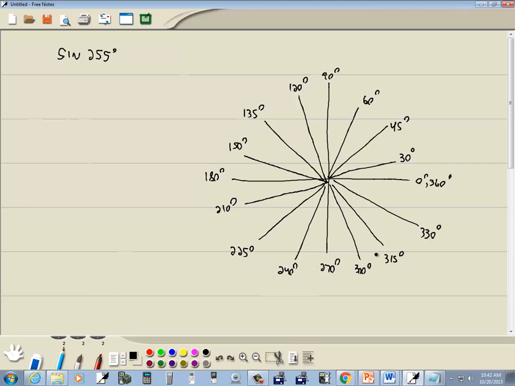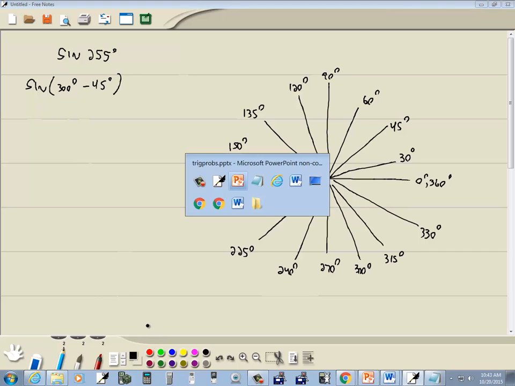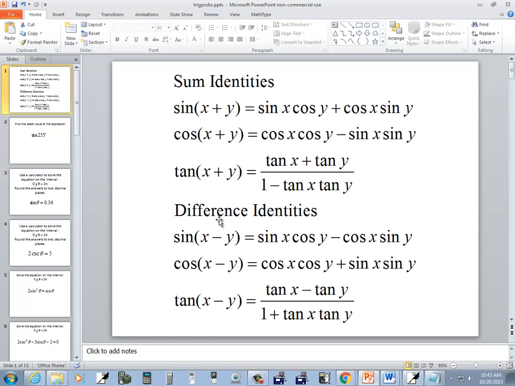Okay, we're looking for two items that added or subtracted give you this value right here. There's probably lots of possibilities, but 300 minus 45 should work. So I could rewrite this as sine of 300 degrees minus 45 degrees. Just double check my basic math. Yeah, that would work. So the formula I'm going to use will be the difference.